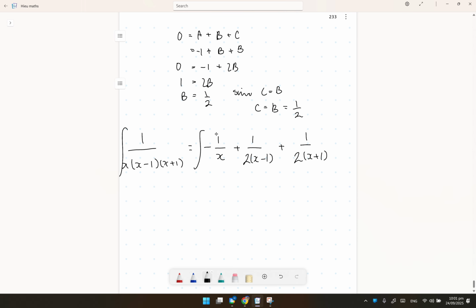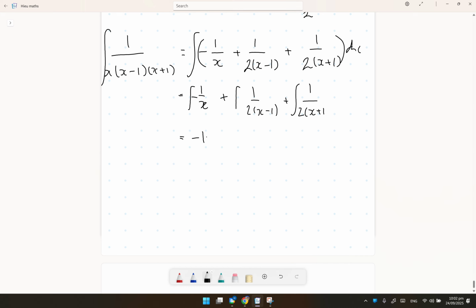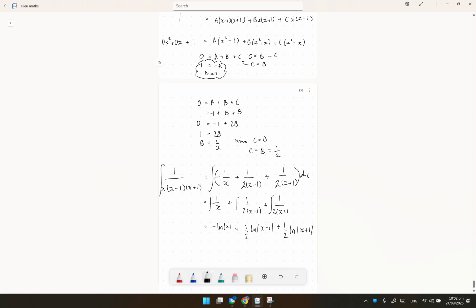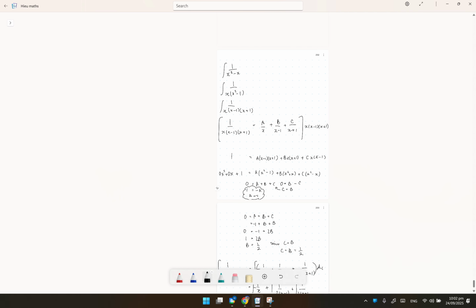And if we were to integrate this, we'd have to integrate each one of these, which is simply the integration of negative 1 over x, plus the integration of 1 over 2 x minus 1, plus the integration of 1 over 2 x plus 1. And this is incredibly simple. This is going to be minus ln x, this is going to be 1/2 of ln x minus 1, and this is simply going to be 1/2 of ln x plus 1. So you can see how valuable it is to be able to turn it into a form where it's just ln, and it's a lot easier.